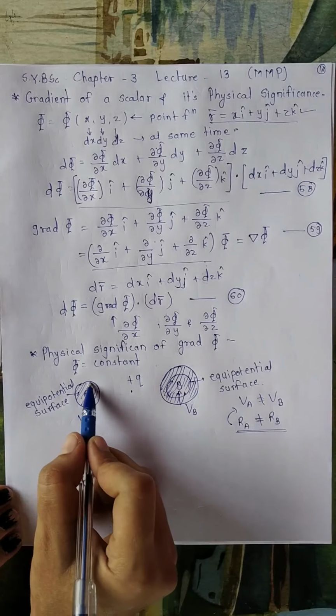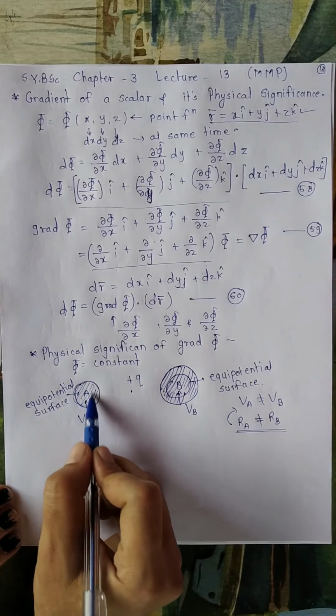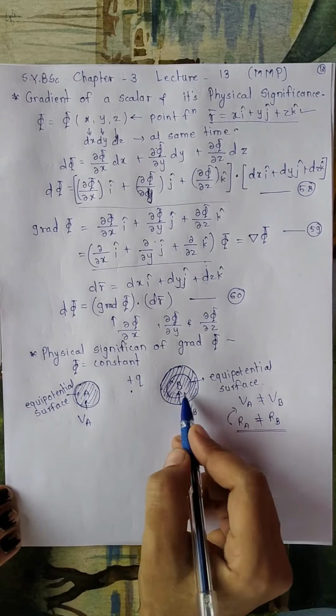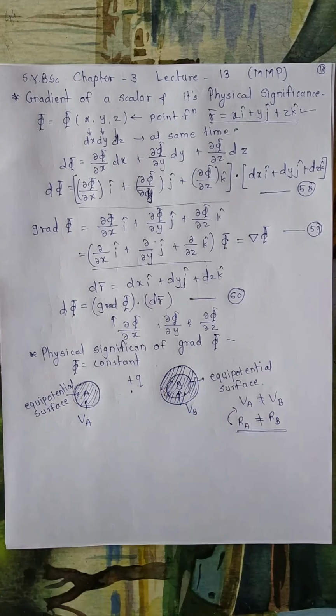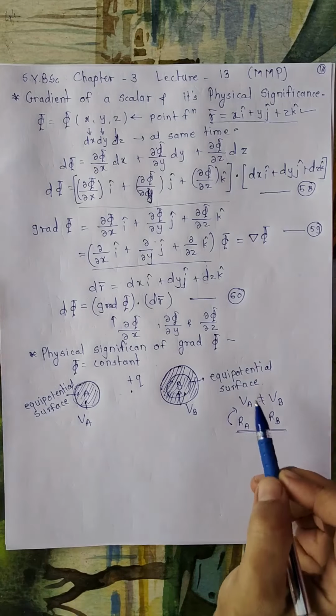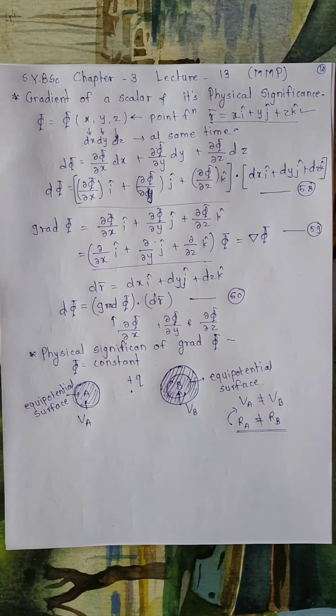But on the surface A, at each point, potential will be the same. And on the surface B, potential at each point is the same. So these are known as equipotential surfaces. And we have already discussed the concept of equipotential surface. In case of temperature, it is known as isothermal surfaces. This also we have already discussed.